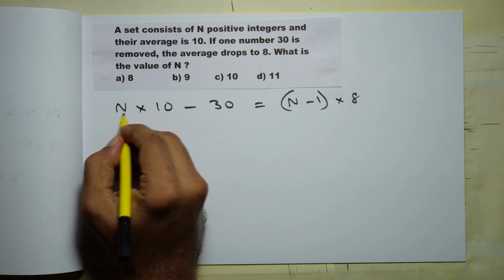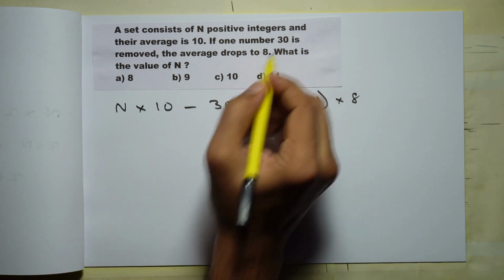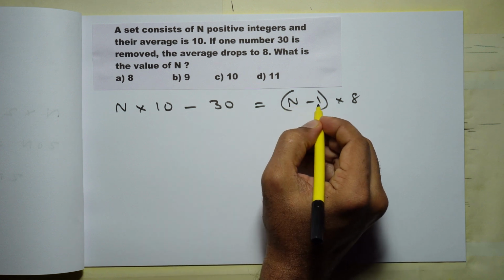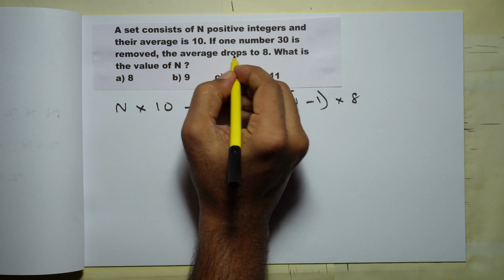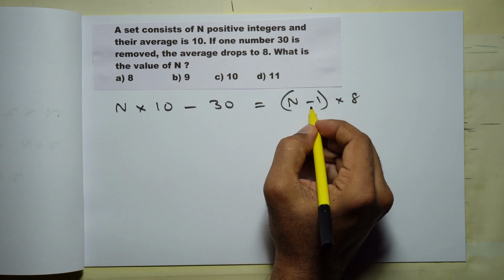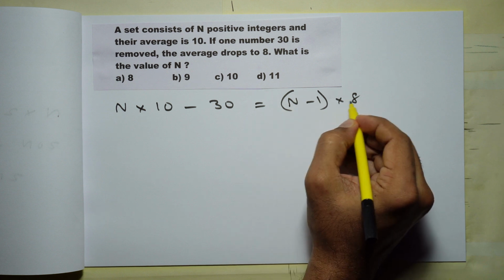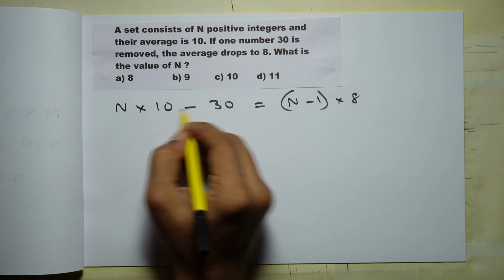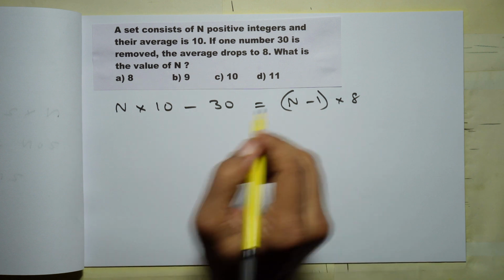That is, originally there were n numbers. Now one number 30 has been removed. So now there are only n minus 1 numbers and their average is now 8. So this total sum can now be represented as n minus 1 numbers into their average 8. What is the value of n? We'll just solve this equation and calculate the value of n.